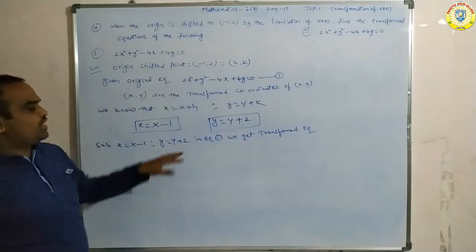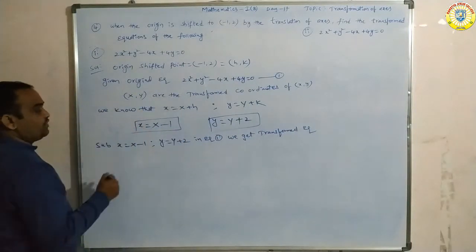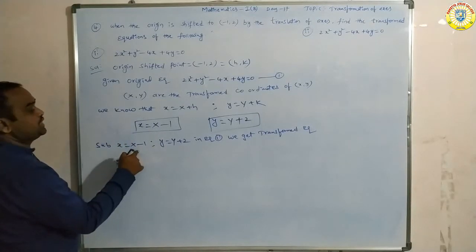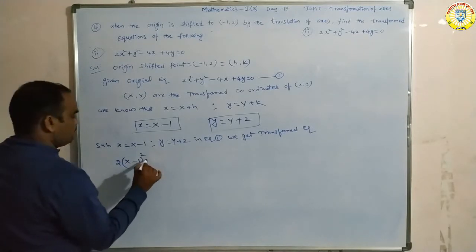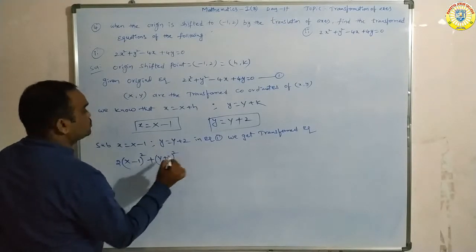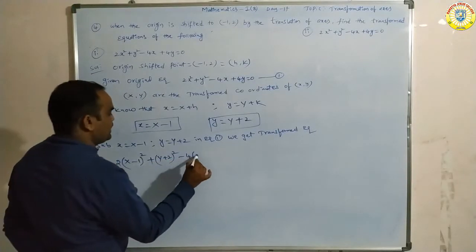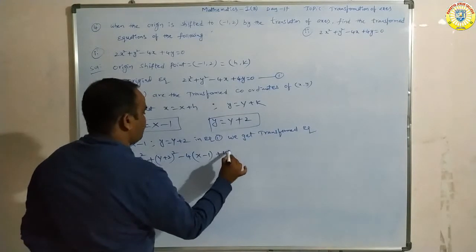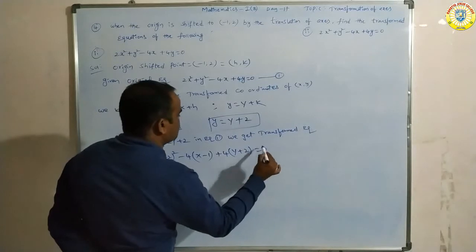Original equation we are converting into the transformed equation. Okay? So we are substituting in equation 1: 2 into x squared, x is equal to capital X minus 1, whole squared, plus y squared, y is equal to capital Y plus 2, whole squared, minus 4 into x, x is equal to capital X minus 1, plus 4 into y, y is equal to capital Y plus 2, is equal to 0.